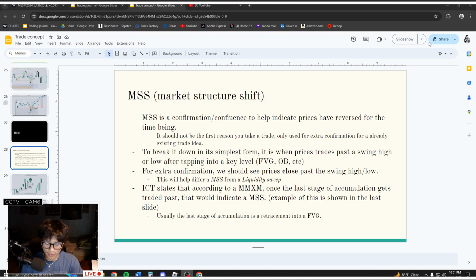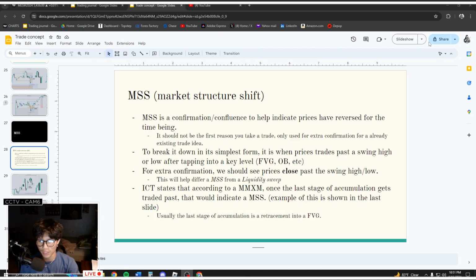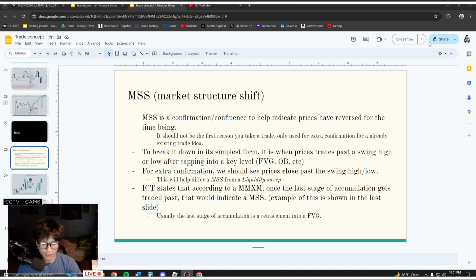Like people would take trades off of a retracement back down into an FVG or an order block. A market structure shift is more of a, hey, we're reacting to this PD array. It's kind of giving more confirmation that, hey, prices are gonna reverse in this direction.